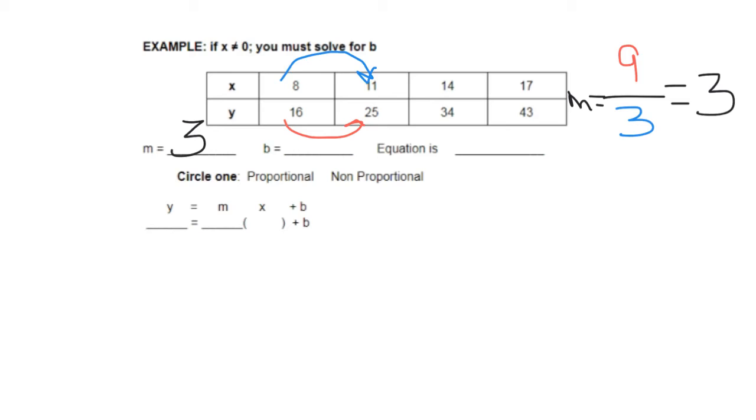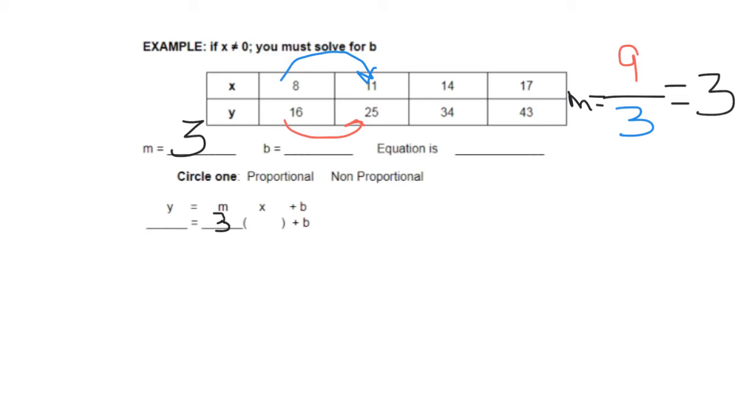Now to find the b, you're going to use this format. It's kind of small here. I think I should have made this a little bit bigger, but whatever. You know what the slope is. You just calculated slope. It's a 3. So you're going to put a 3 in here for slope.